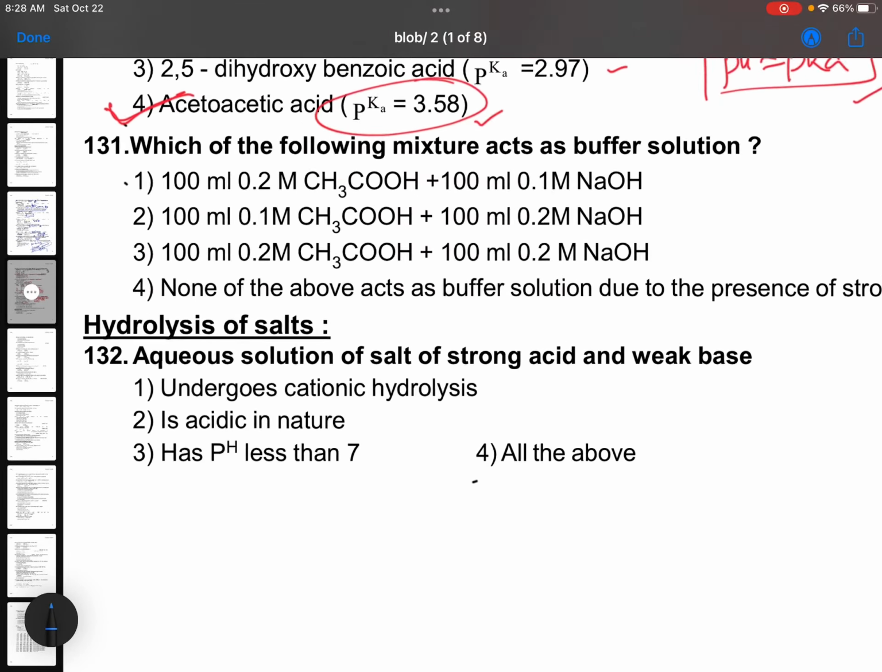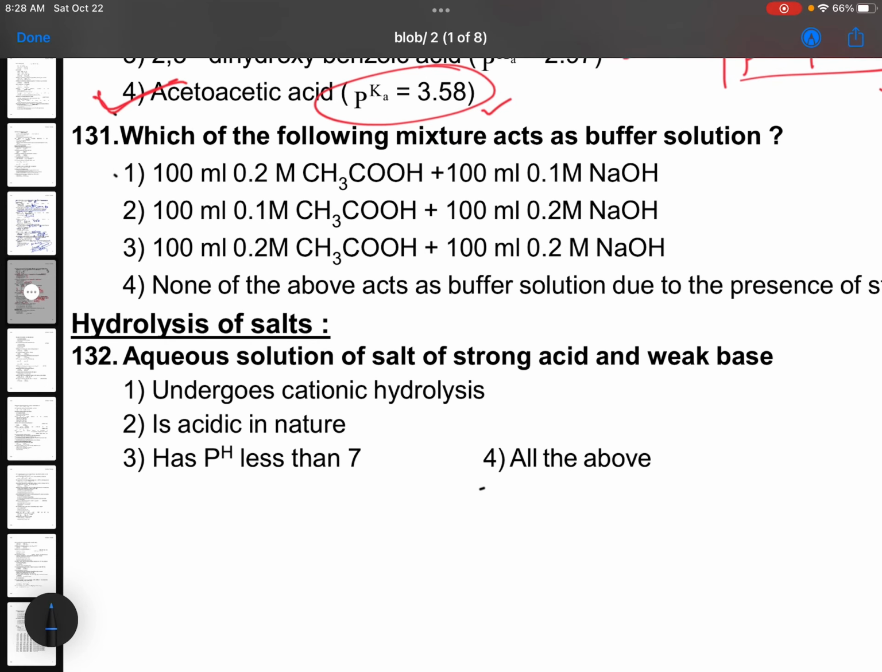Which one of the following mixtures acts as a buffer solution? This is again one interesting one. See, weak should always be greater.